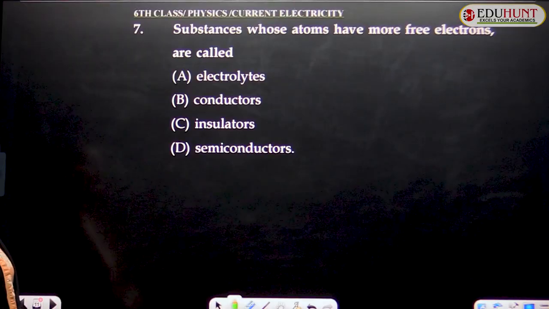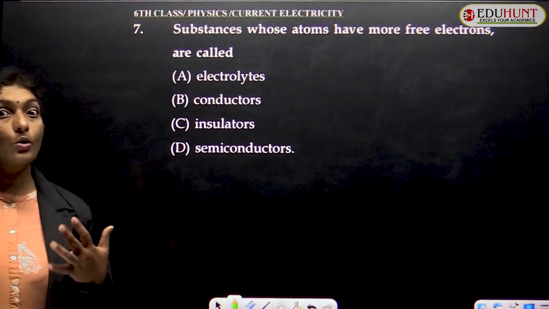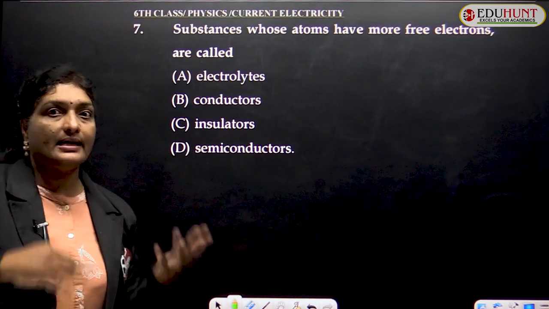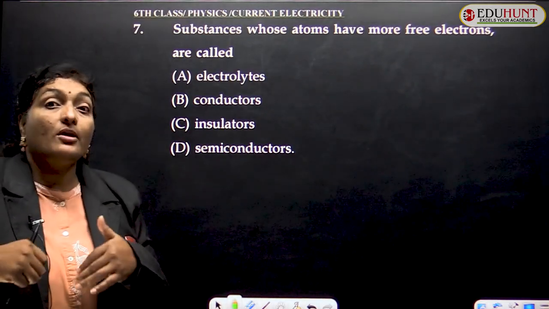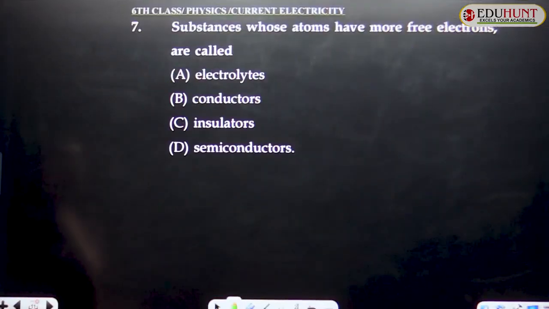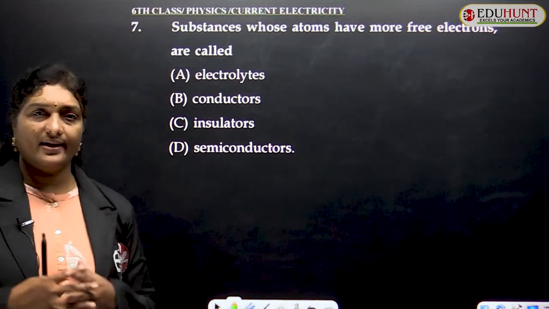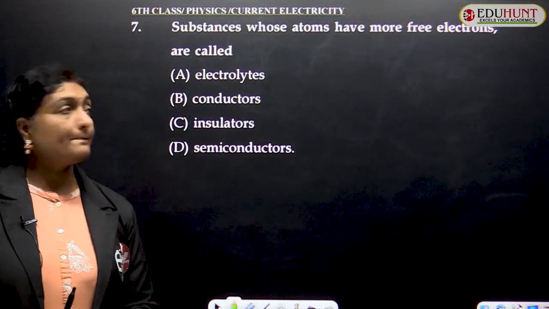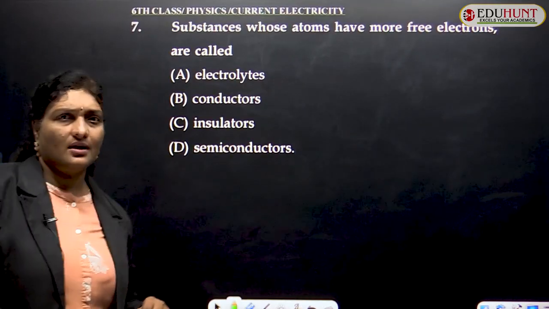Now, the next question, the seventh one: substances whose atoms have more free electrons. More free electrons means more negatively charged particles. Fewer free electrons or more positive charges means protons. So the substances whose atoms have more free electrons are called electrolytes, conductors, insulators or semiconductors.